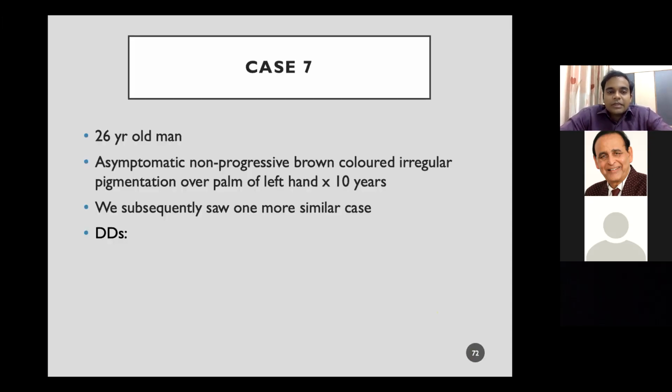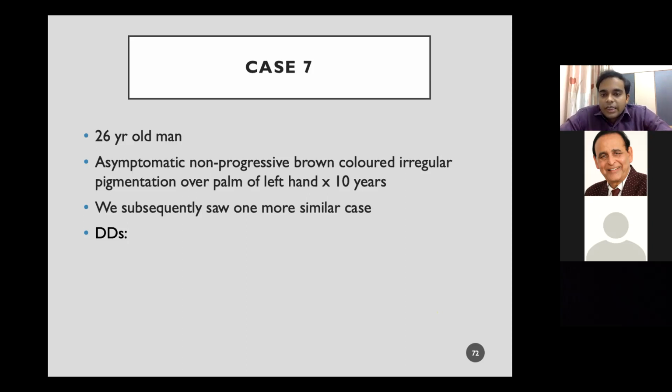So this is my last case. This is a 26-year-old man, asymptomatic, non-progressive, brown-colored, irregular pigmentation over palm of left hand for last 10 years. Okay. And this was one of the index cases, but over the years I have seen some of these cases as a repetition. So I had staggered these cases, kept these cases to find if there was something interesting and relating between them.